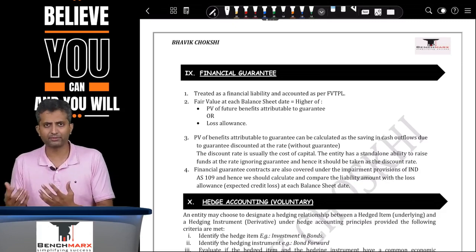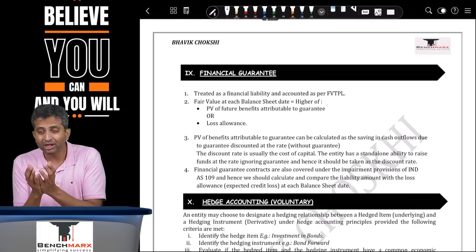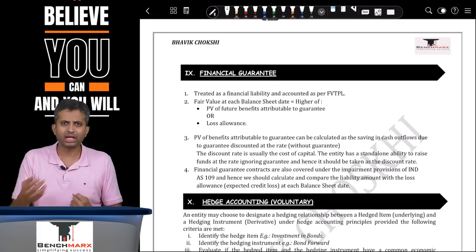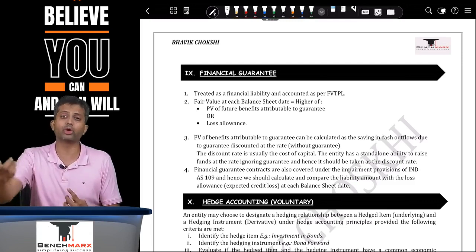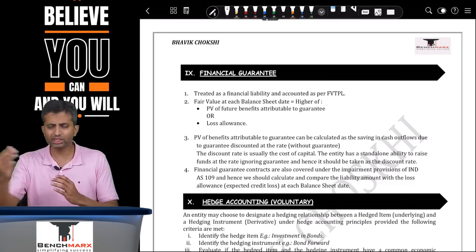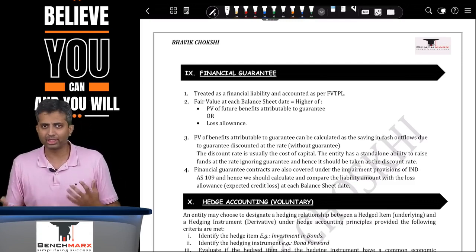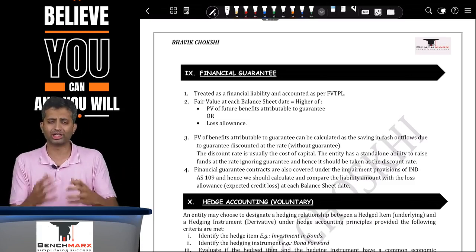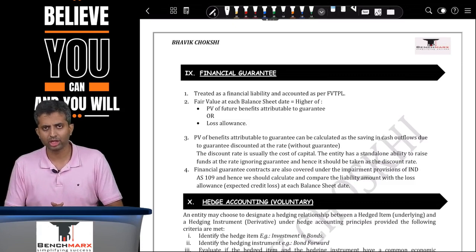Now, if you have to find a fair value, you will try to find the fair value as the present value of the commission that you can charge. That is, how much is the interest that is saved because of the guarantee given. To the extent the interest is saved, the present value of all of those interest savings discounted at the rate had there been no guarantee given, which is your real borrowing rate, that would give you the fair value of the guarantee commission you can charge.